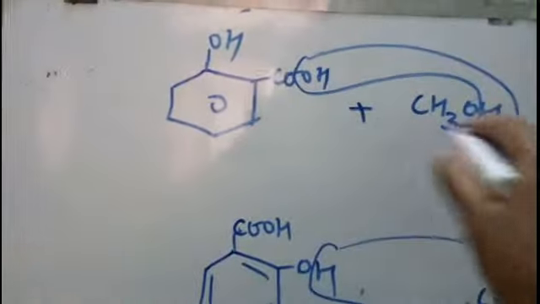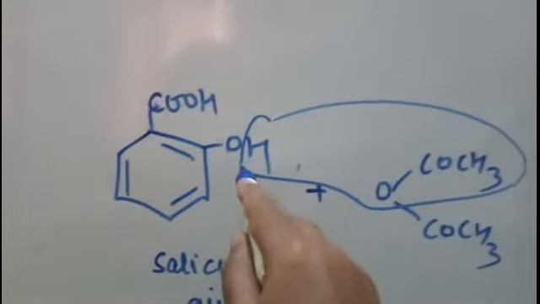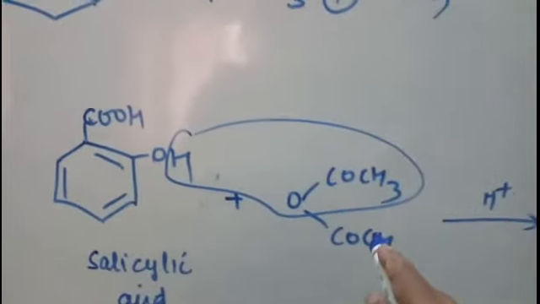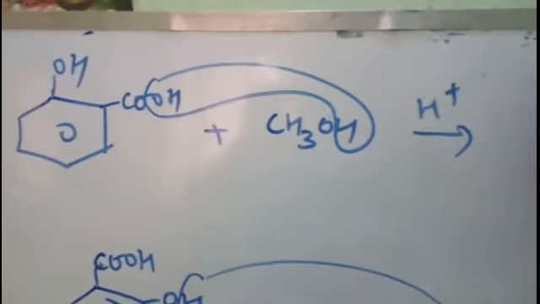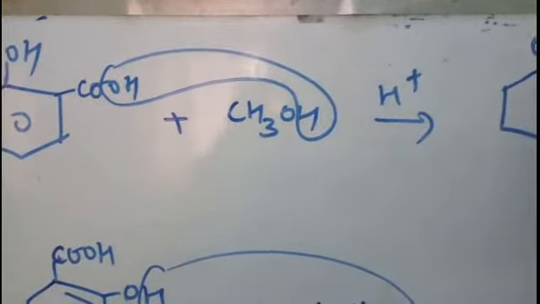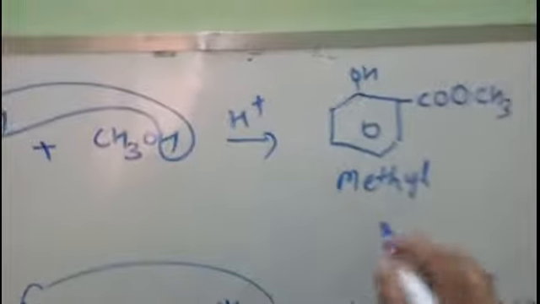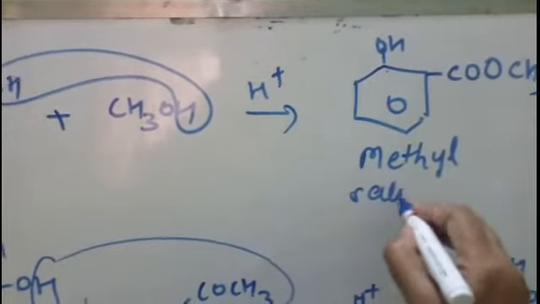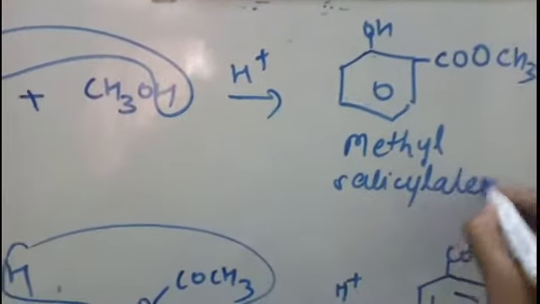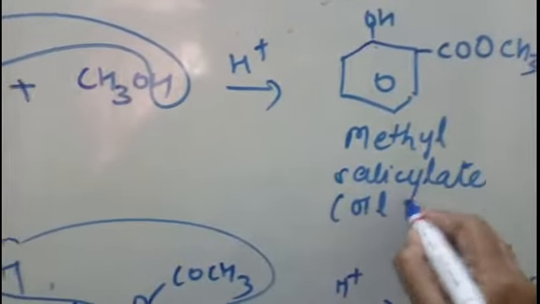See, this is carboxylic acid, this is alcohol. Here in the preparation of aspirin, we are taking the alcoholic group of this, then here acid derivative. Here we are taking the carboxylic group of this, then here alcohol. So esterification is taking place, and we are making an ester, COOCH3. This compound is known as methyl salicylate. This is oil of wintergreen.